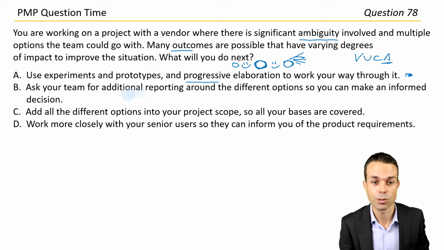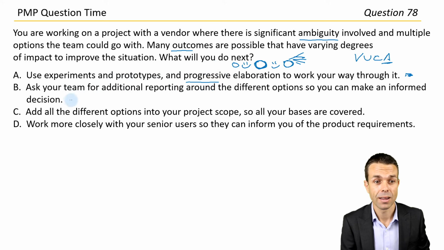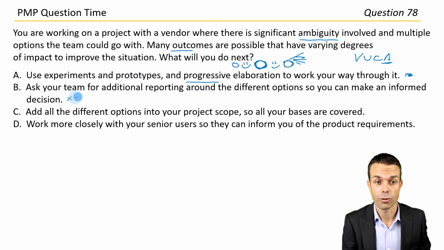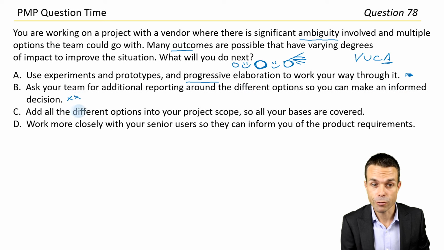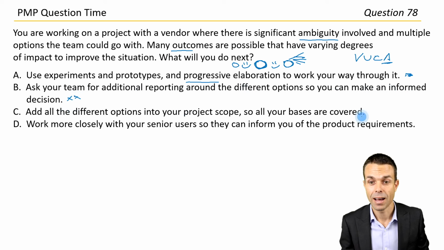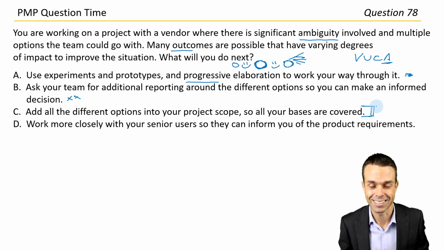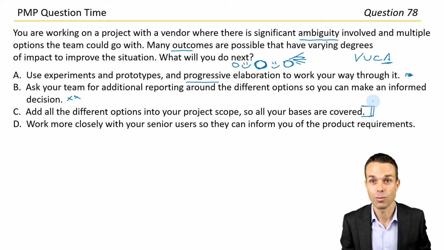Ask your team for additional reporting around different options so you can make an informed decision. Probably not the best one for ambiguity. Add all the different options into your project scope so all your bases are covered. What are we going to do then? How do we work through the ambiguity? It's still going to be ambiguous, isn't it? Even we've still got all of those options to choose from.